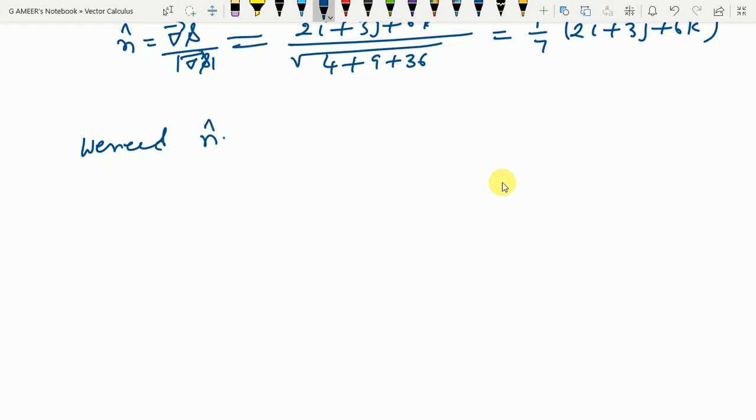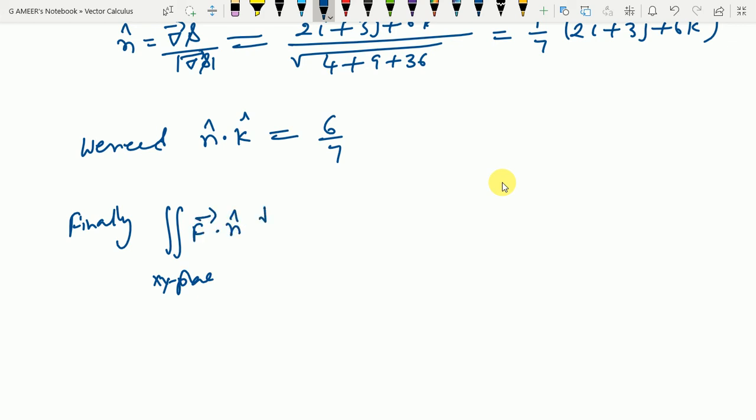So n dot k cap will come as 6 by 7, only with the k component. So finally, the integration of that force vector field in the xy plane is the integral of f dot n cap dx dy divided by the magnitude of n dot k cap. So here I need to calculate f dot n cap.